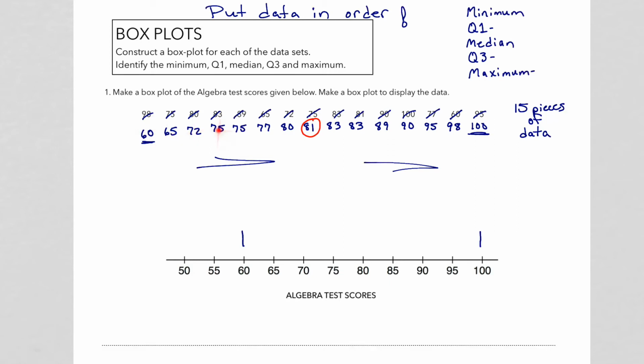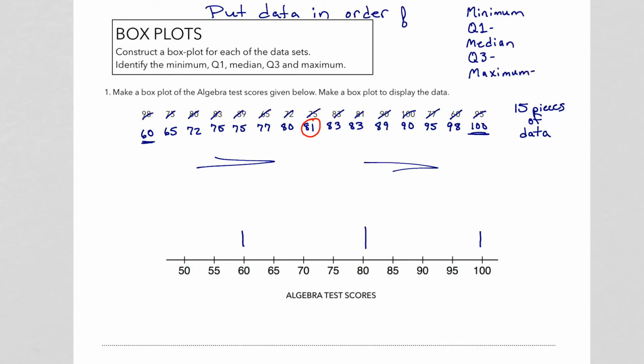1, 2, 3, 4, 5, 6, 7 pieces of data on the left side. 1, 2, 3, 4, 5, 6, 7 pieces of data on the right side. And that's because 15 is an odd number. Sometimes we end up with 2 numbers in the middle and we have to average them. So that's our median. And we can graph that down here. 81 is going to be about right here.